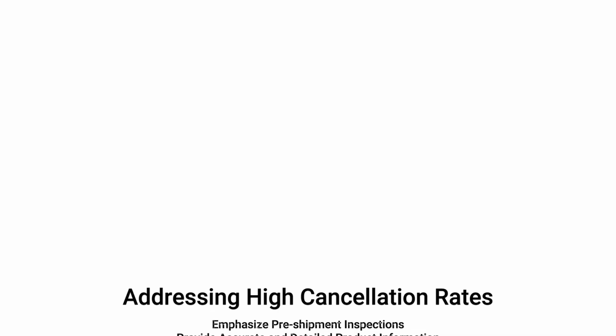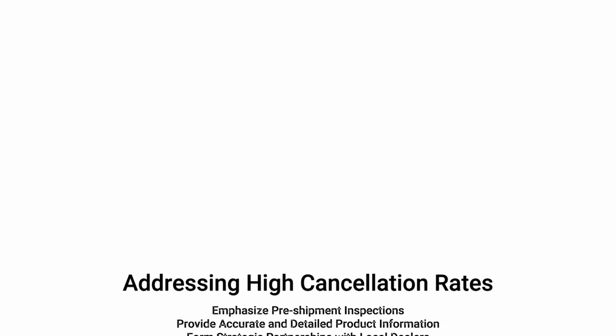6. Expand warehousing capacity. Increasing the number of strategically located warehouses can help speed up delivery times, reduce shipping costs, and handle higher order volumes, especially during peak seasons. Addressing high cancellation rates. Currently, almost 1/3 of all orders are getting canceled, which is a major red flag. To reduce this, emphasize pre-shipment inspections.